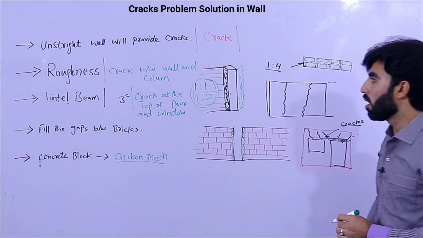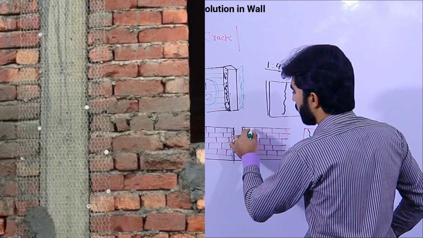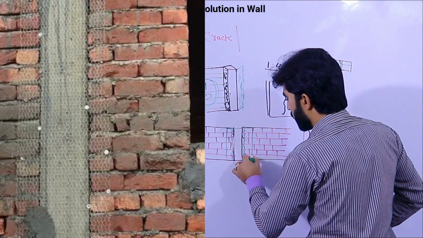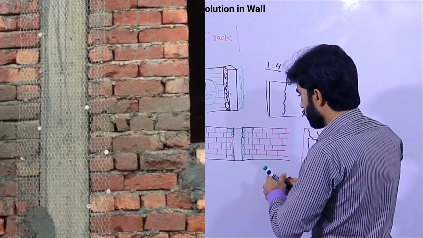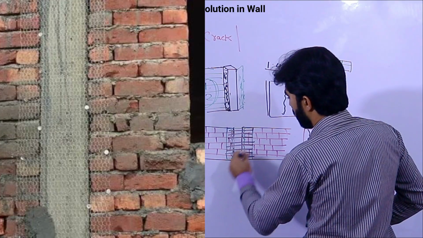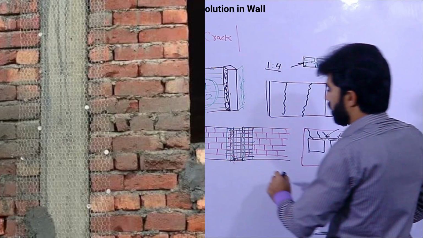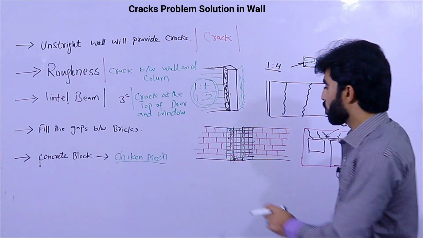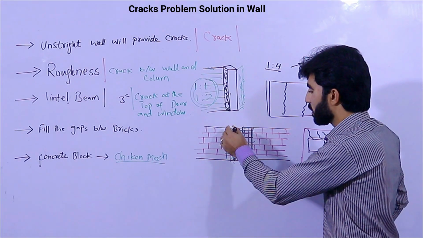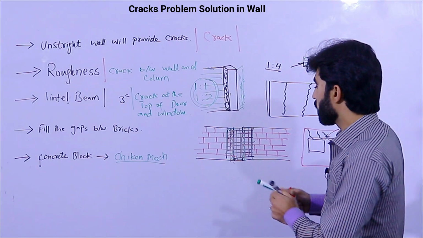You can see on the board, this is chicken mesh. You can use it at these places like this. You can provide chicken mesh on the surface where it will provide cracks. Use or provide chicken mesh here, then you will never see cracks at the junction of column and wall.